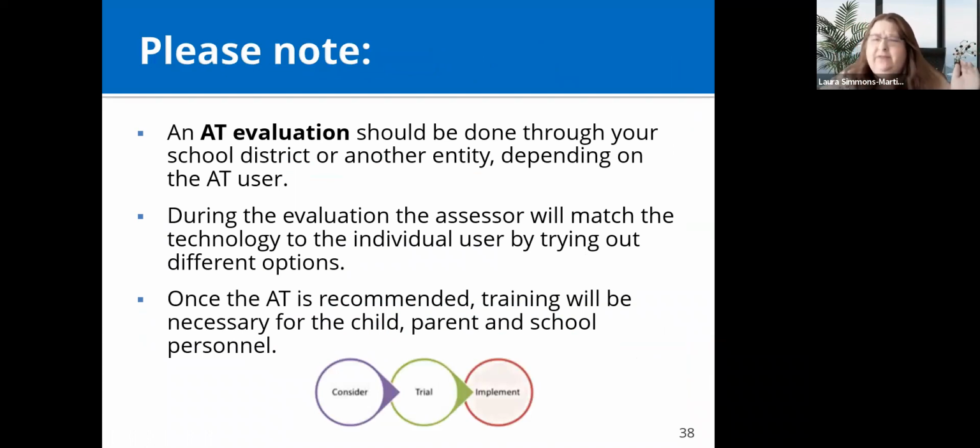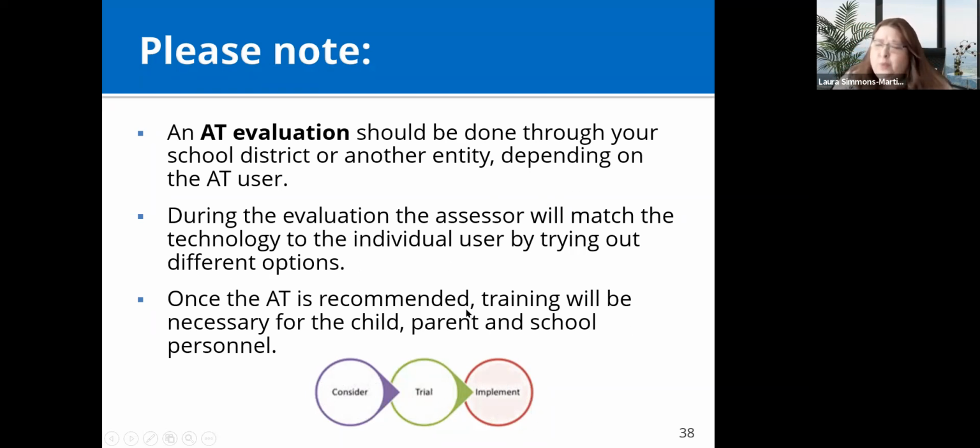So an AT evaluation should be done through the school district or another entity. I know if you work with older folks. And it's really important during that evaluation that the assessor is going to match technology to the user by trying out different options. You can't just go, oh, you have a communication impairment, use this. It's got to match to that user. And so the 3 steps are considering it, trying it, and implementing it.